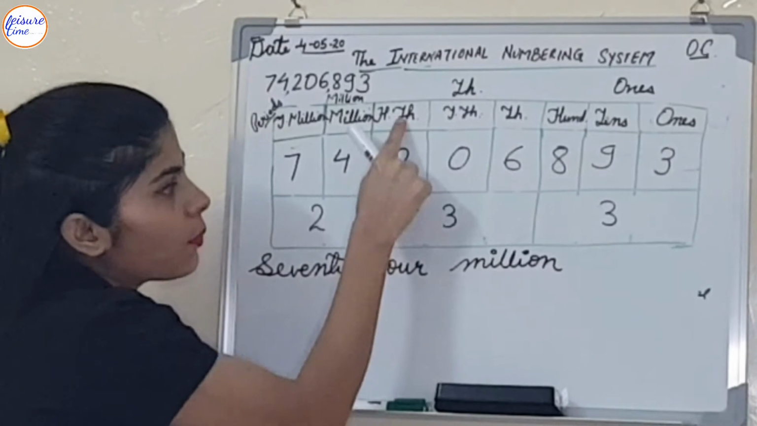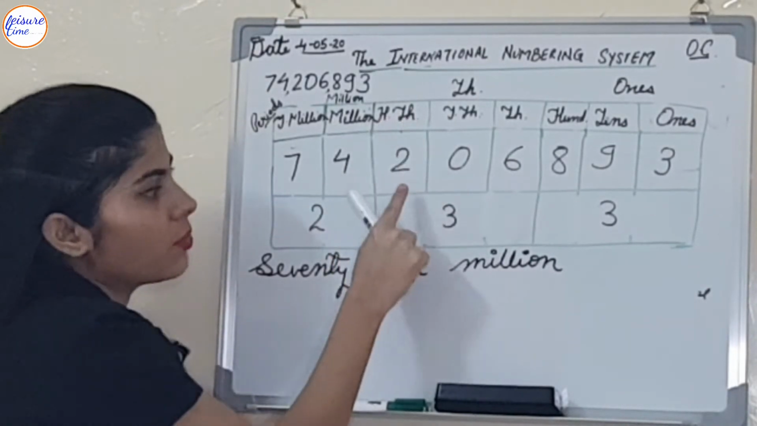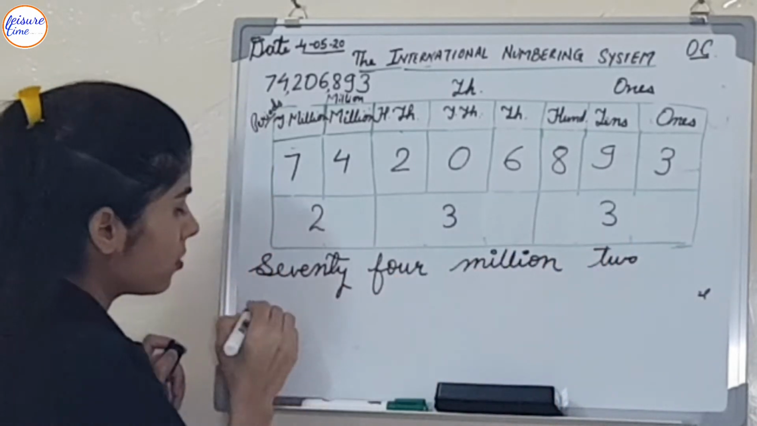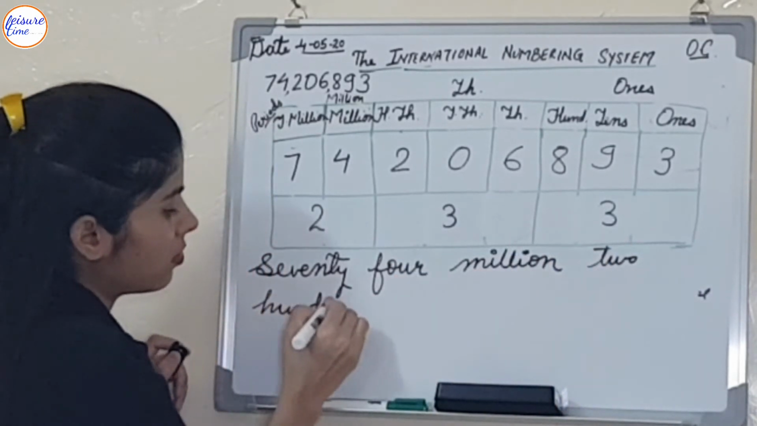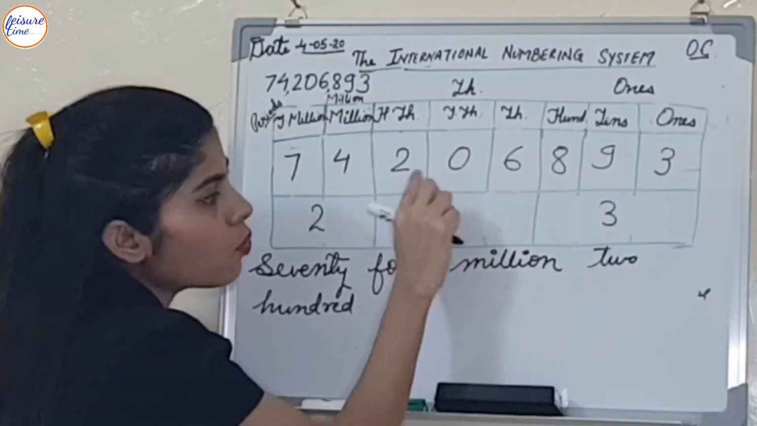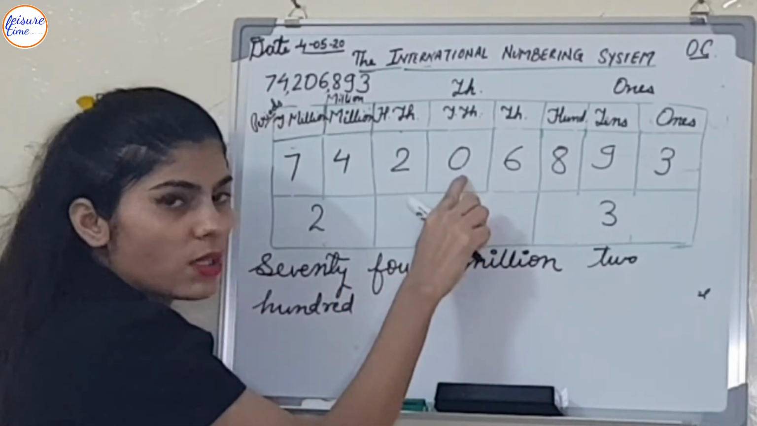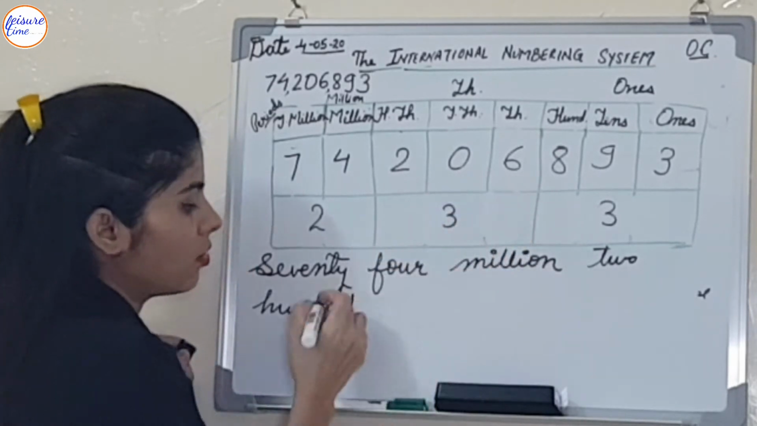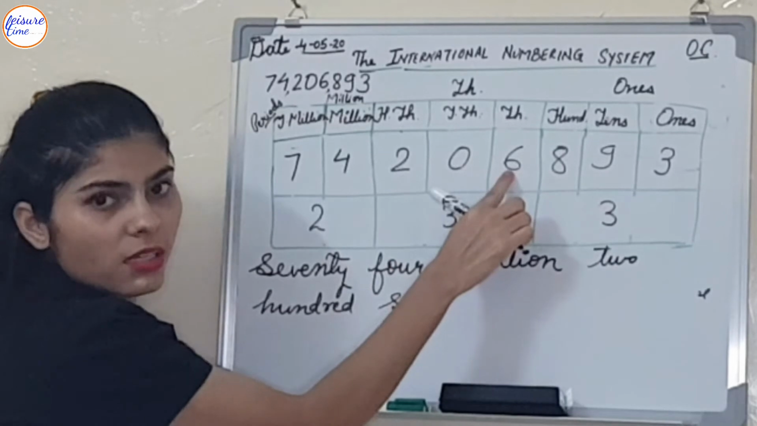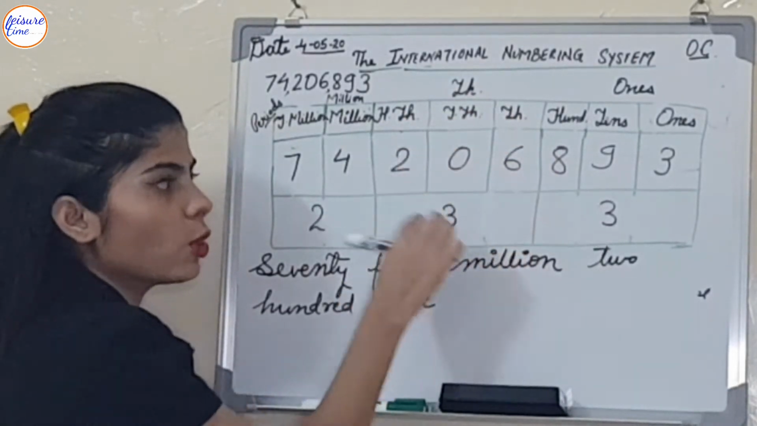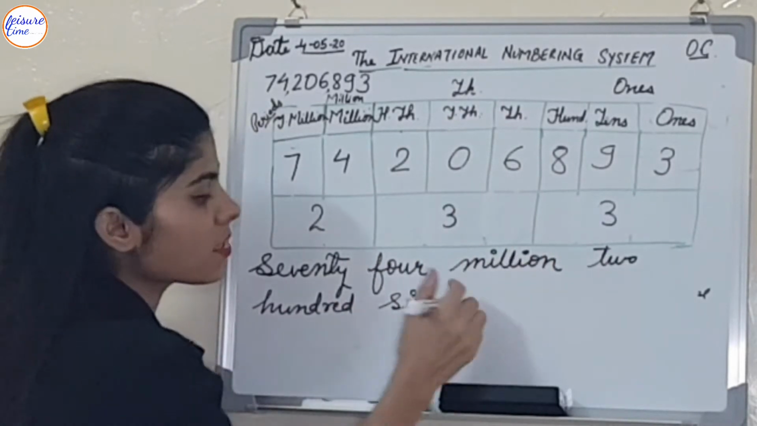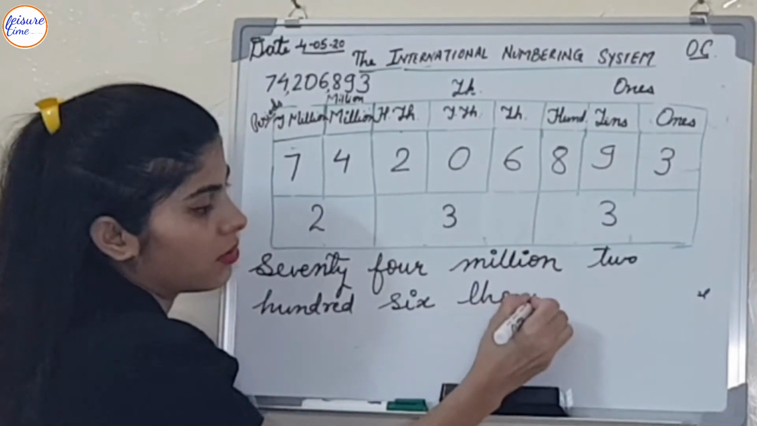Now next, come to the group 1000. 2. What is the position of 2? 200,000 means 200. 200 finished. Now after 200, here only 0, so we should write 6. 206. Finished 206. Now what is the group of this number? 206,000.